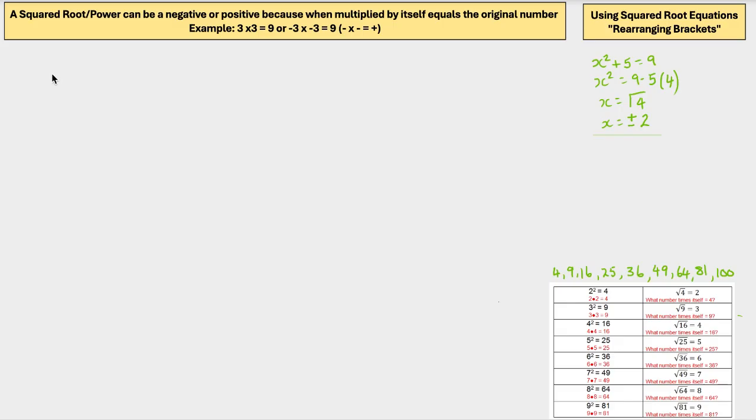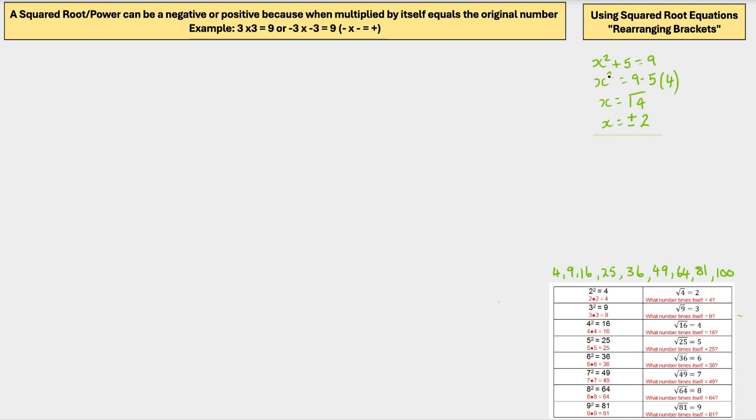And we're going to be rearranging brackets using square root equations. So if you remember on my last video, this was a basic equation that I'm asking you to solve to find x, but without the bracket. So it's x squared plus 5 equals 9. We took the 5 over, it's a plus, so it becomes a negative, which leaves us with 4.